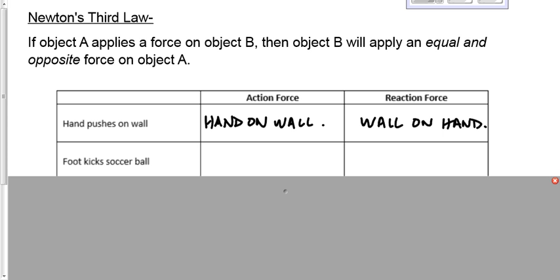My foot kicks a soccer ball. What's the action force? How many people are soccer players here? When your foot kicks a soccer ball, what's the action force? Your foot on the ball. If your foot does not apply a force on the ball, then what's going to happen to the ball? Yeah, nothing's going to happen to it, right? If it's at rest, it's going to stay at rest. If it's moving, it's going to stay moving at a constant speed. Your foot must apply a force on the ball. What's the reaction force? The ball on your foot. The ball applies a force on your foot.